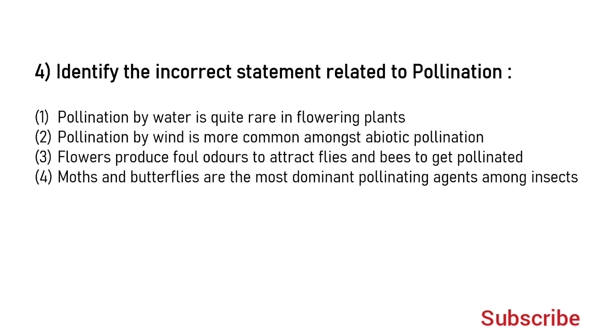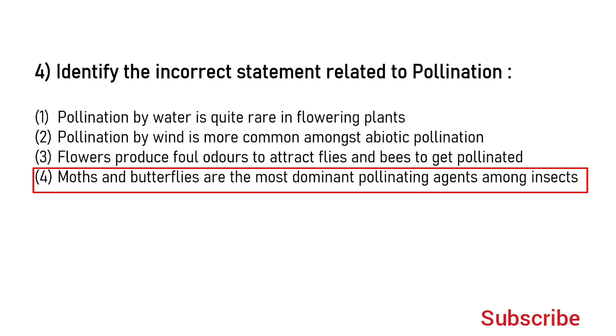So see over here, your answer will be fourth, that is, moths and butterflies are the most dominant pollinating agents among insects. See, among the animals, insects, particularly bees, are the dominant biotic pollinating agent. Okay, so option 4 is your incorrect statement.